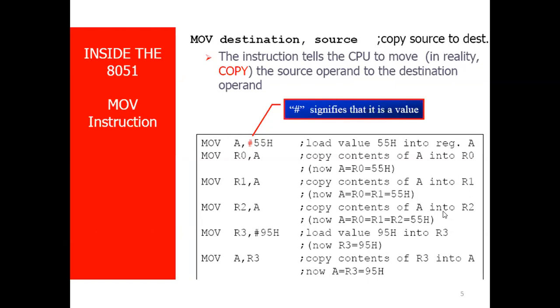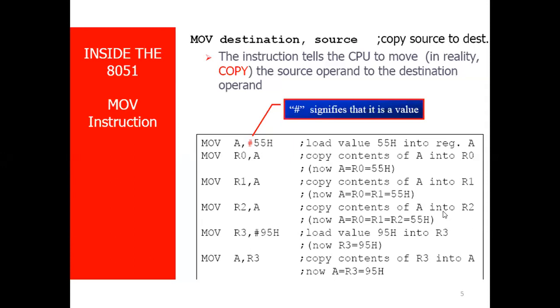Now the move instruction. You can see MOV destination comma source. This is the syntax for writing the move instruction. What is the function of this command? It is not actually to move; we should copy. This instruction will copy the data from source to destination. So the source operand will be copied to the destination operand.